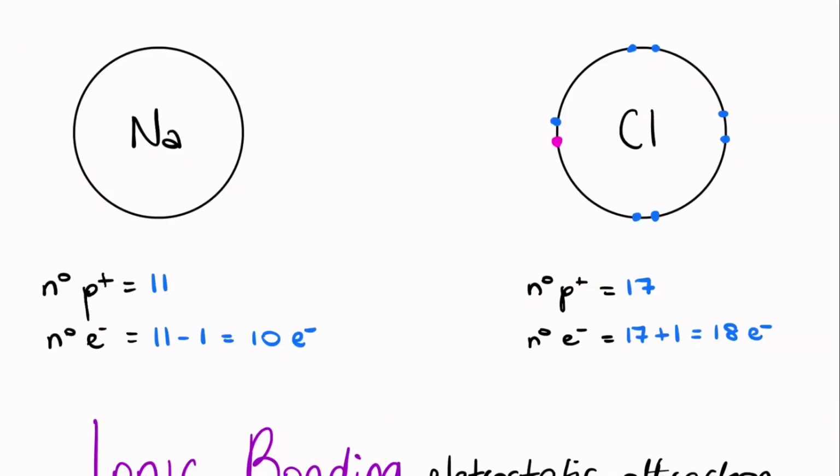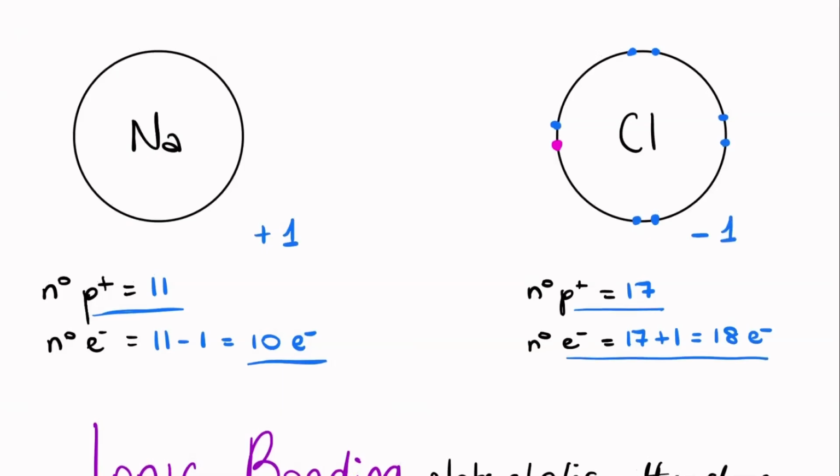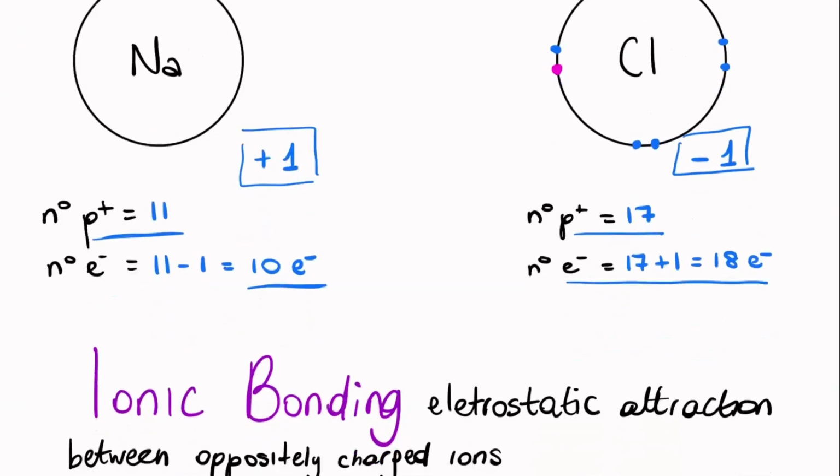But in this case now, sodium has more protons than electrons. Therefore, its charge has now become a +1. And for chlorine, it has fewer protons than electrons, and therefore its overall charge is -1. And it's this difference in charge that allows them to come together and form an ionic bond.